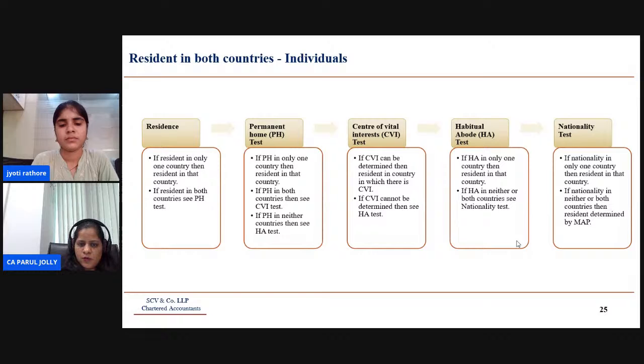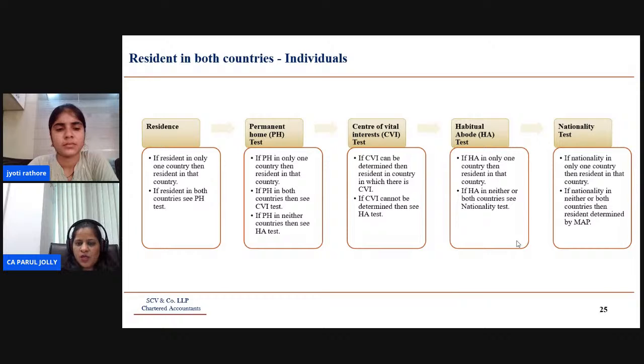To test this particular criteria, it is basically a question of fact. We'll have to see where his family is, where his social relations are, where his occupation is, where his place of business is, etc. But supposing we cannot determine his place of vital interest, and suppose he has a permanent home not available in any of the two jurisdictions, then we'll have to see the habitual abode test. Habitual abode test means where he generally lives. So we'll see the number of days of stay in both the jurisdictions. It will include even the stay in hotels and short stays. We'll aggregate that and we'll see where that person generally resides.